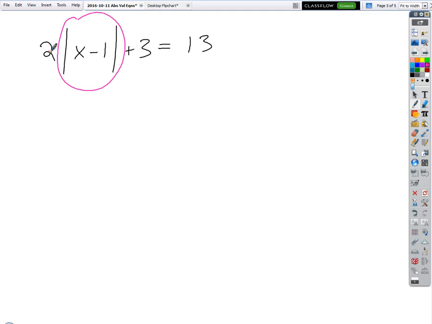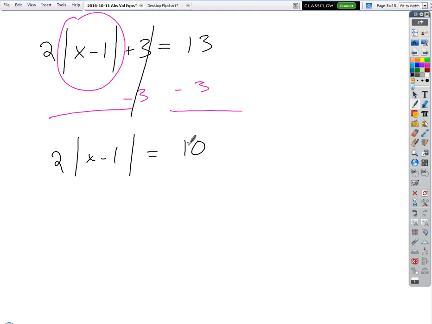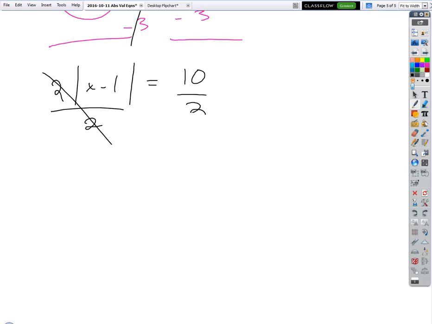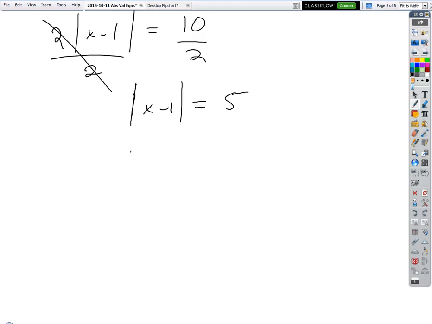That's it. Okay, so if we subtract 3 from both sides, look what we get. So those go away. I get 2 times the absolute value of x minus 1 equals 10. Last step, divide by 2. So now we've got the absolute value bars by themselves, and we can just make our trade, and we're simple algebra from there, right? So we get the absolute value of x minus 1 equals 10 over 2, which is 5. So now we'll make our trade.